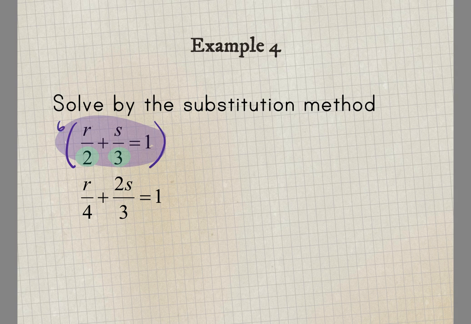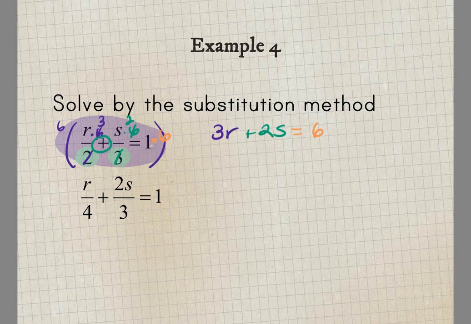So when I multiply 6 times r over 2, 2 goes into 6 3 times, and I get 3r. When I multiply 6 by s over 3, 3 goes into 6 2 times. I'm going to take the plus from here, so plus 2 times s. And I also have to multiply 6 by the 1, equals 6.